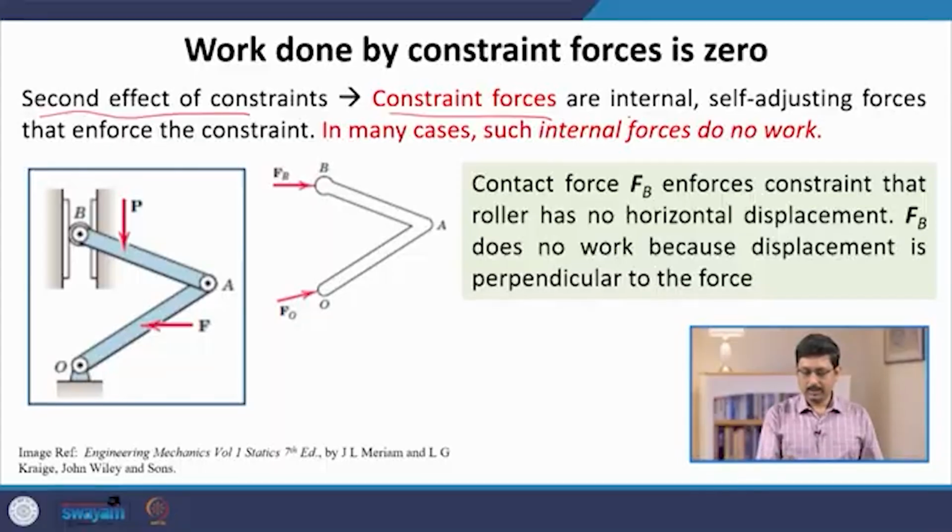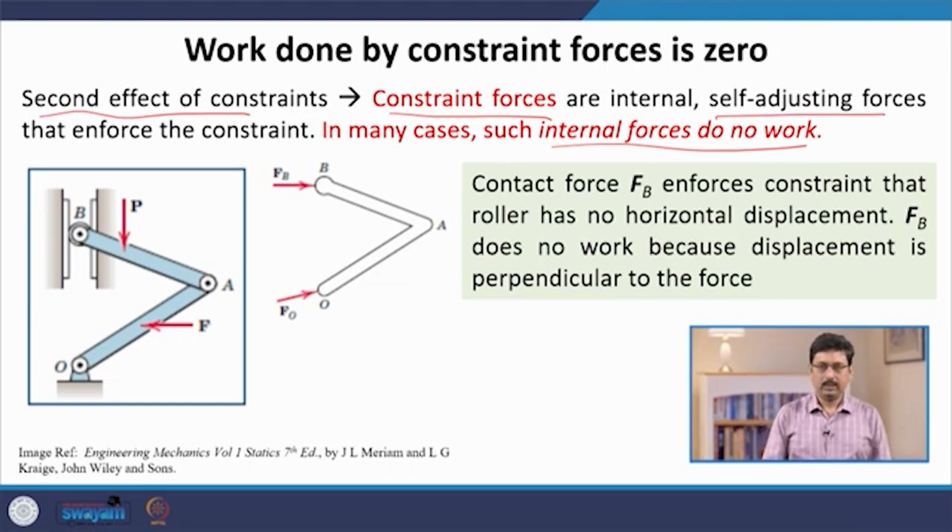So, these forces are self adjusting forces and they are not known beforehand. So, the key insight here is that this kind of internal self adjusting forces, the constraint forces, do no work. So, let us analyze this statement carefully. Consider this example of again this mechanism of a hinge. There are three kinds of constraint forces you can identify here. So, let us take them one by one.